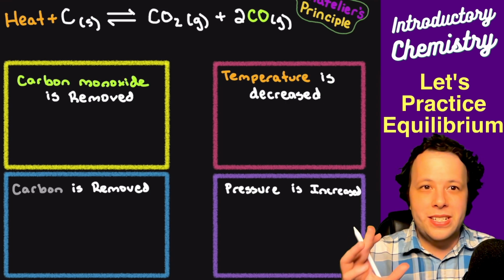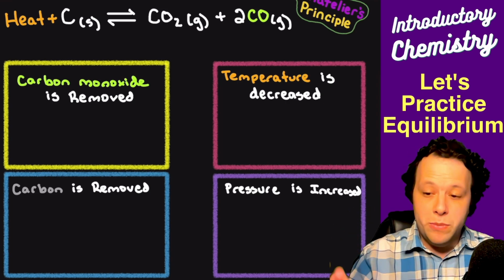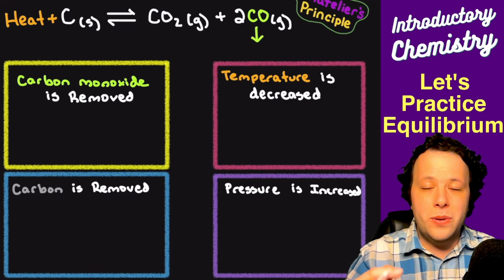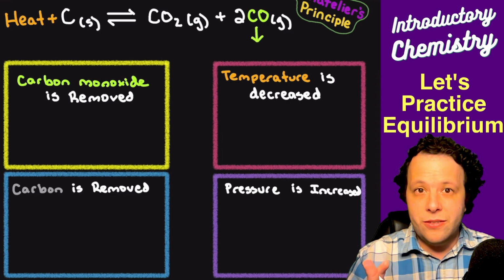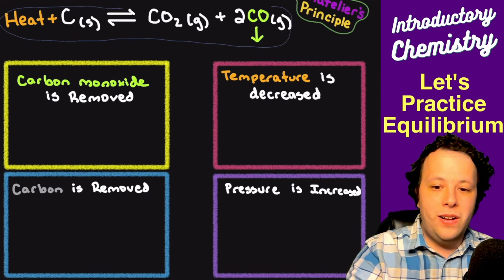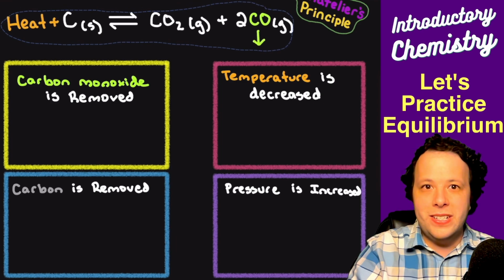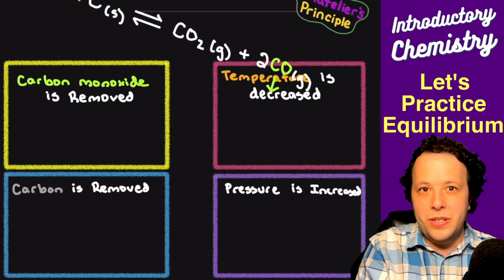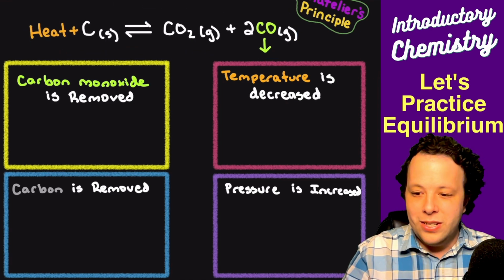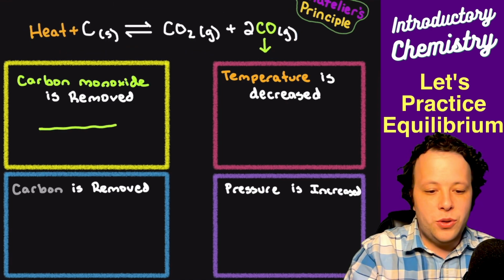So the first one is, if carbon monoxide is removed, what would occur? If I remove CO, which direction is the reaction going to shift? Well, it's going to panic and realize that all of this is missing. So it's going to shift towards the right to create more CO as a result. So we would shift towards the products.